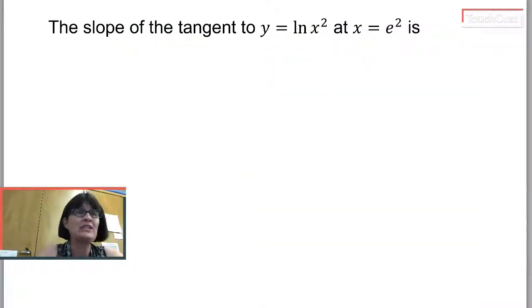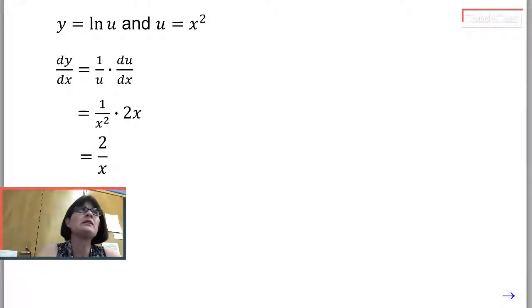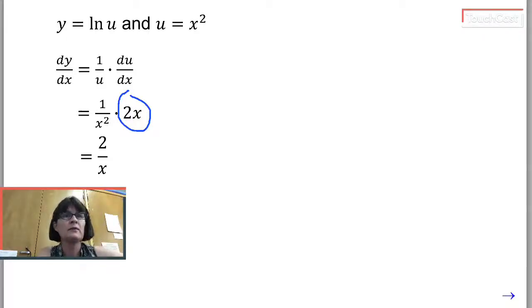If I want to find the slope of the line tangent to y equals natural log of x squared at the place where x equals e squared, I'm going to need dy/dx to find the slope. So dy/dx is the derivative of natural log of x squared. So my u is x squared. That's going to be 1 over u times du/dx. In this case, 1 over x squared times the derivative of x squared, which is 2x. That's where I get this 2x. Simplify that, although you have no obligation to on the free response section.